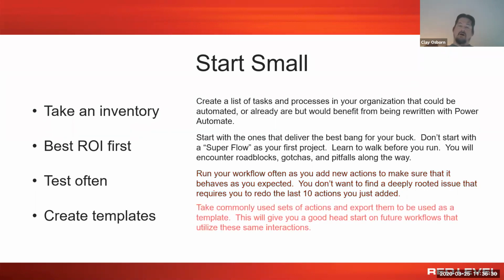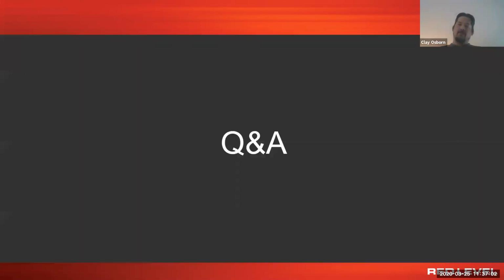And then also, you can create templates for reusable sets of functionality. You can take a workflow, export it, and create it into a template. That gives you a good head start on future workflows that utilize that same set of actions. If you've got something common, maybe an approval workflow of some kind that talks to a certain system and contacts maybe the same people every time, you can copy that and use it as your launching pad for the next workflow. So I kind of ripped through that pretty fast, I'm assuming.